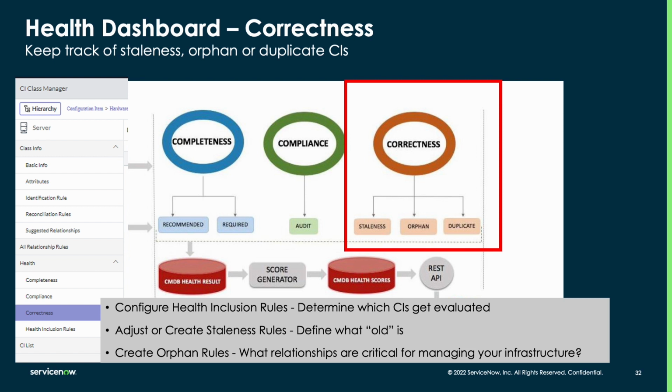A couple of things to call out. In terms of staleness, you can define what stale means per class. It's variable, but it gives you a good rule of thumb, saying, if I haven't touched something in 60 days or 90 days, maybe that thing needs our attention. Third is creating orphan rules. What does it mean to be an orphan? What relationships do we care about? We give you some flexibility in setting that up.